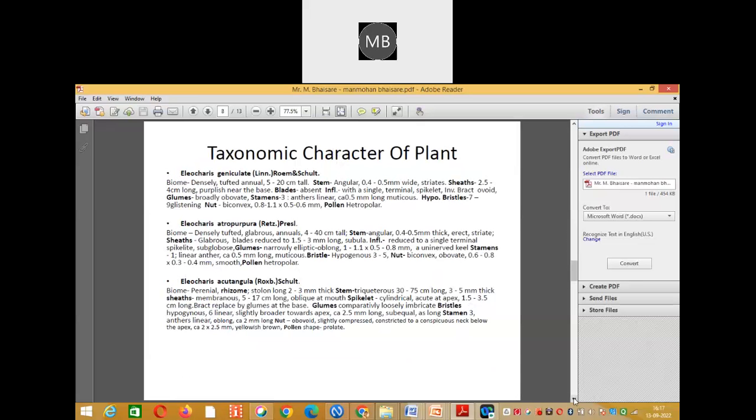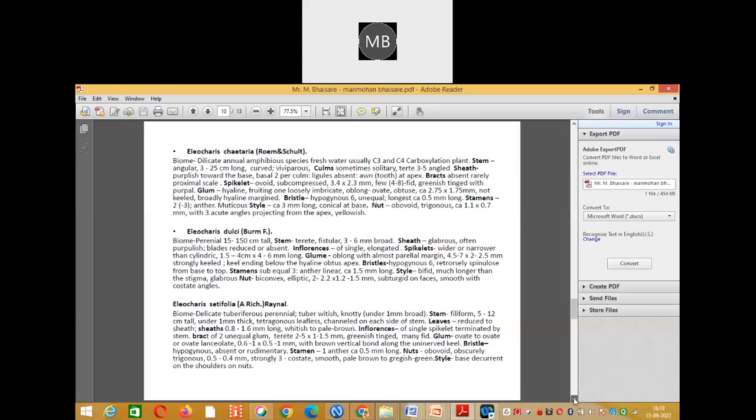The morphological and taxonomical characters of these plants vary, and they differ due to the different elevation range. Their stem architecture is also different. Taxonomical characters are found on the basis of biome, stem, leaf, bracts, root, rhizome, and nut. They can't be discussed in a short time, so, due to time constraints, we come to the discussion and conclusion.